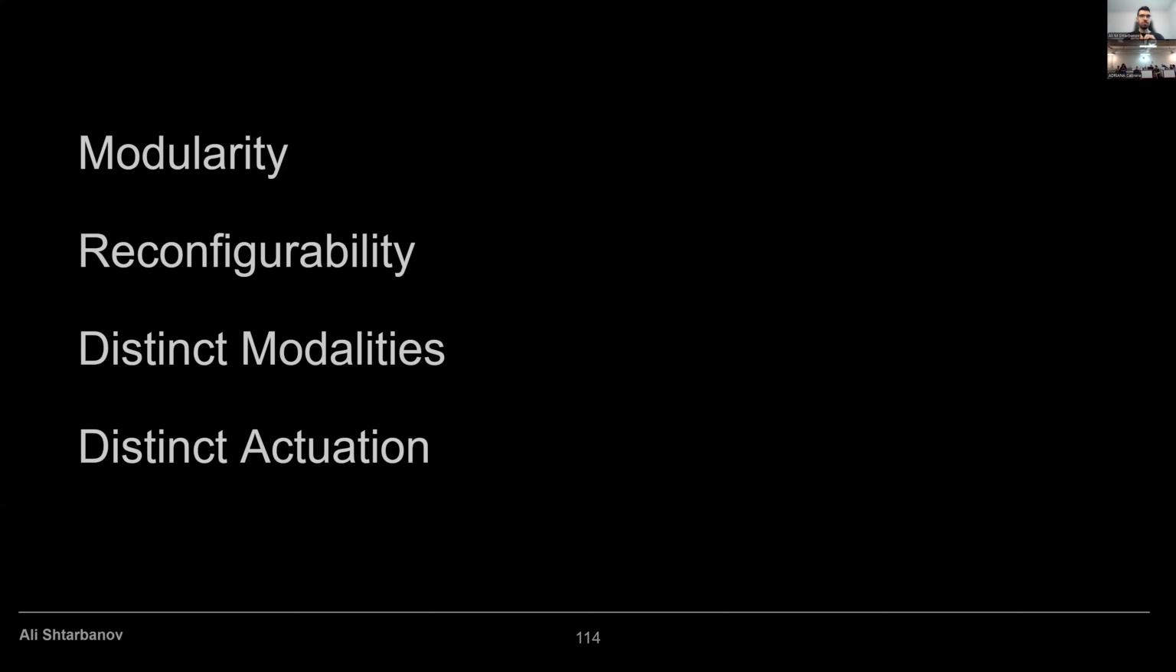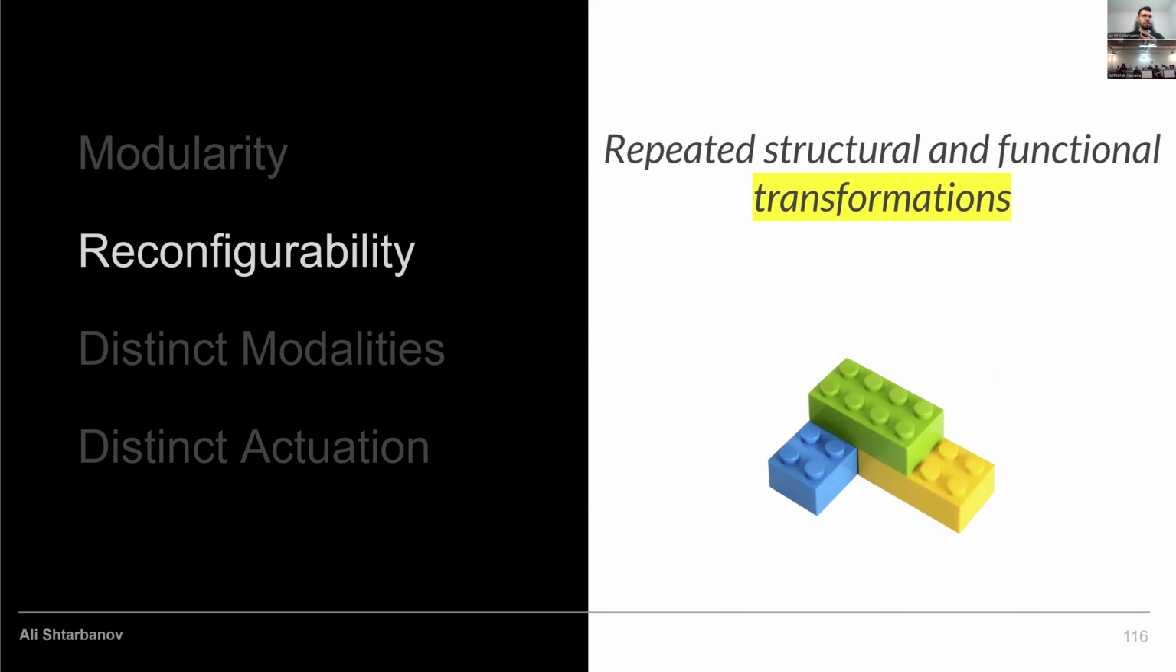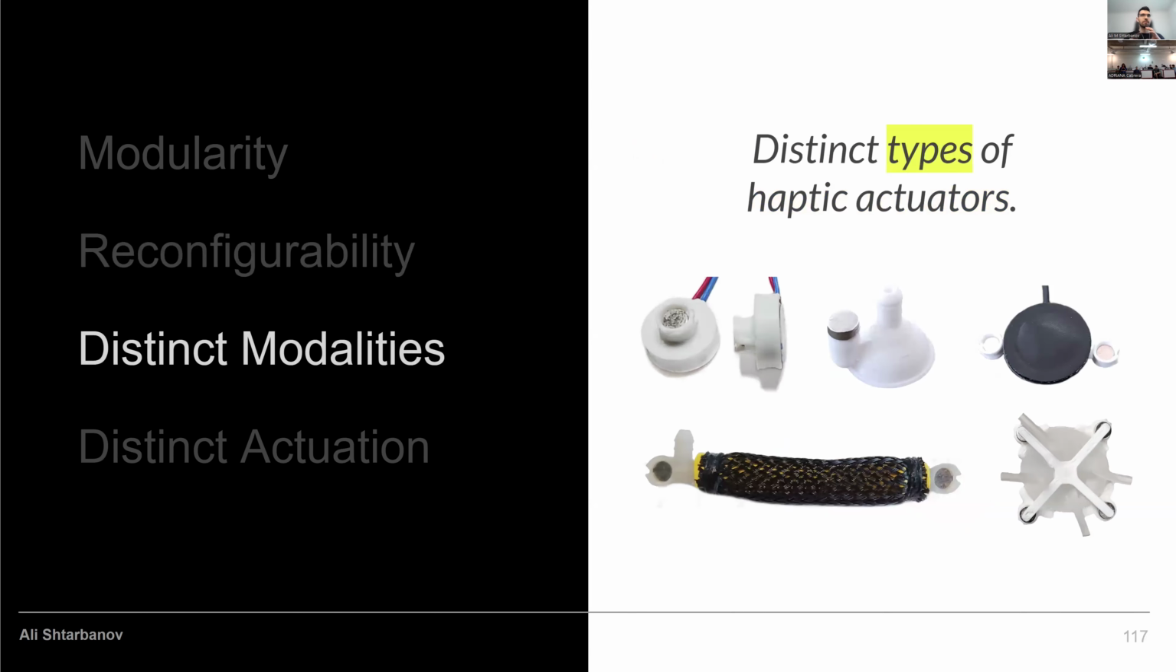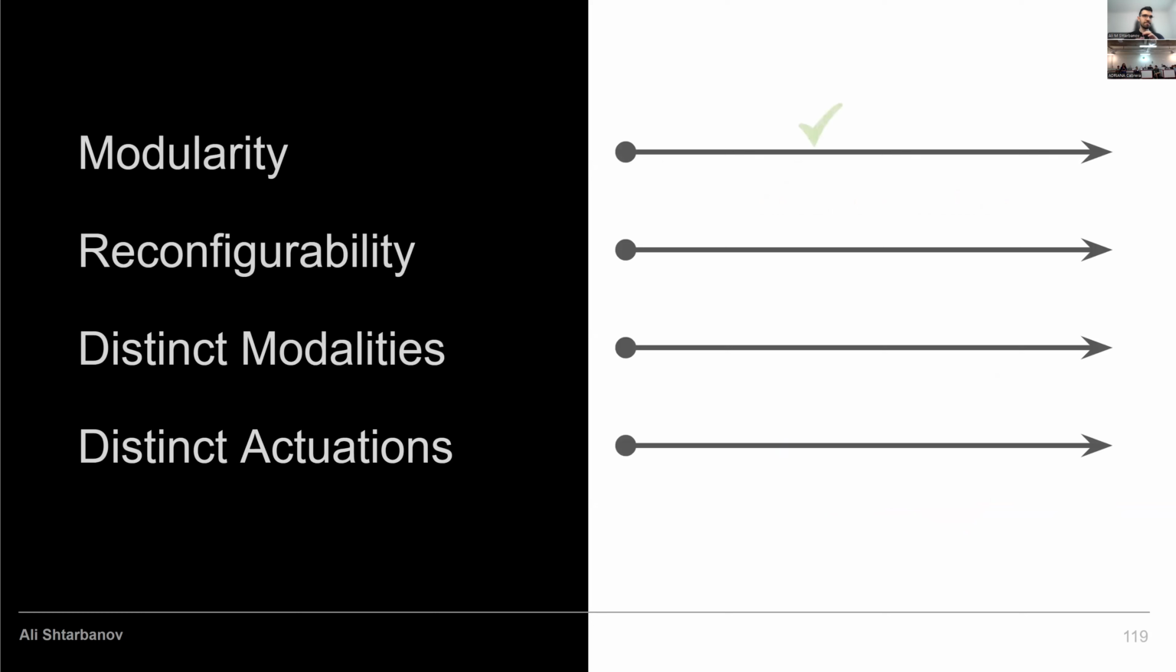To achieve this goal, I focused on 4 key areas: modularity, being able to add or subtract components as needed; reconfigurability, so that the modules can be arranged and positioned arbitrarily; support for many different types of haptic actuators; and support for different kinds of actuation approaches that are commonly used in haptics.